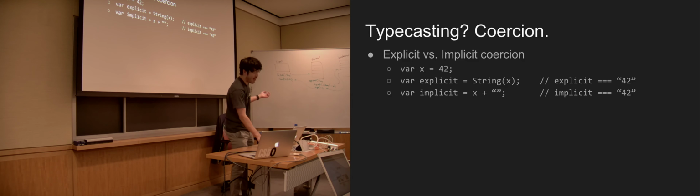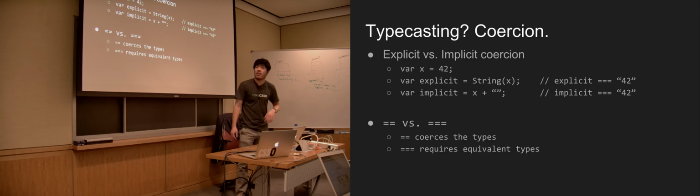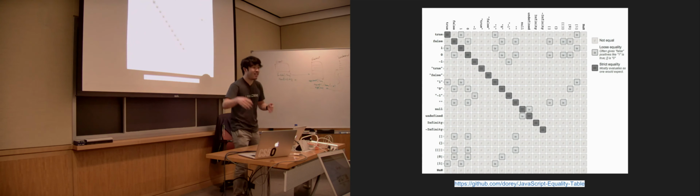You can make one type turn into another one by putting little things in front of it. Exactly, turning one type into another one. And so we have explicit and implicit. And then what's the difference between double and triple equals? Which one should we use? Triple. Why? Because of this: more coercion.